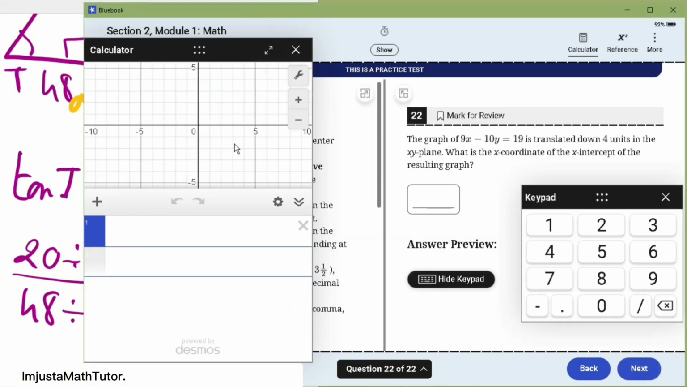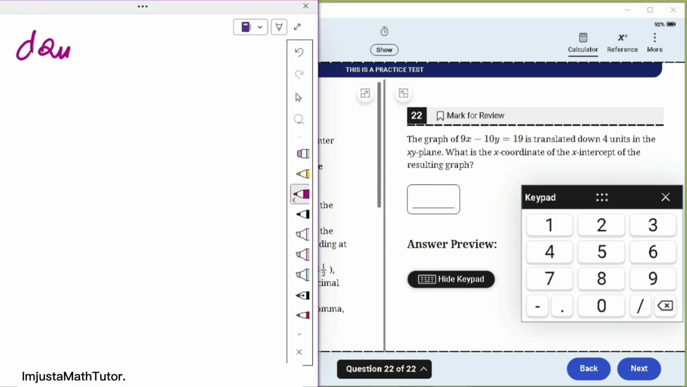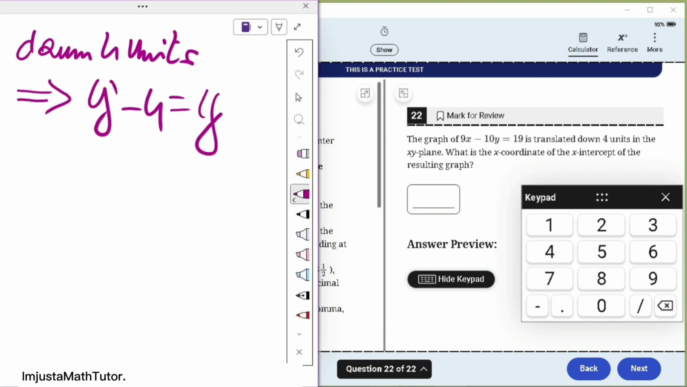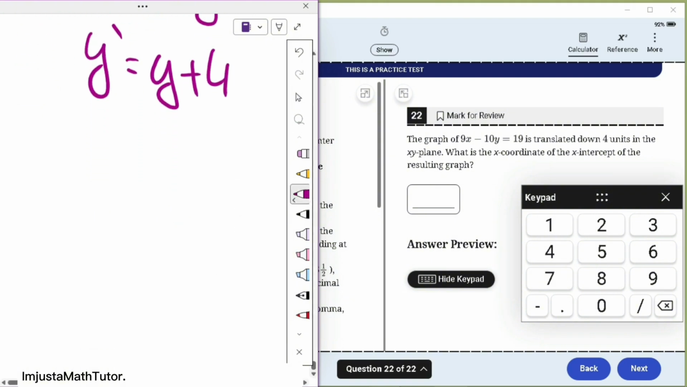The graph of 9x minus 10y equals 19 is translated down 4 units in the xy plane. What is the x-coordinate of the x-intercept of the resulting graph? So translated down 4 units means that we subtracted 4 from the original y-coordinate to give us y that we have in this equation. And we want to look for the original coordinates and not the ones that are translated down 4 units. To find it, we just have to add those 4 units that we subtracted so that we are able to translate the graph up 4 units and it cancels out.